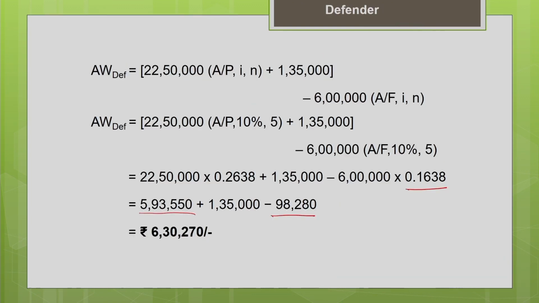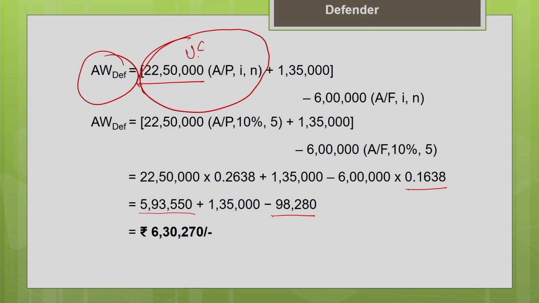So, now let us see how it is done. Let me summarize whatever I have discussed so far. So, you are finding the annual worth or the equivalent annual cost of your defender. So, first you are converting the initial cost of the defender, that is 22,50,000 into equivalent annual cost using uniform series capital recovery factor. Your operating cost is already in the annualized form, no need to convert. Then you convert your salvage value 6 lakh into equivalent annual cost using uniform series sinking fund factor. Okay, that is what is done here.